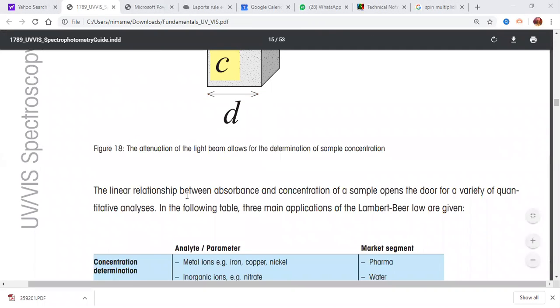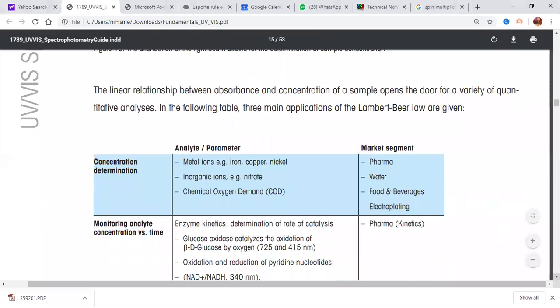The linear relationship between absorbance and concentration of a sample opens the door for a variety of quantitative analyses. In the following table, the main applications of the Lambert-Beer law are given. We'll see this.